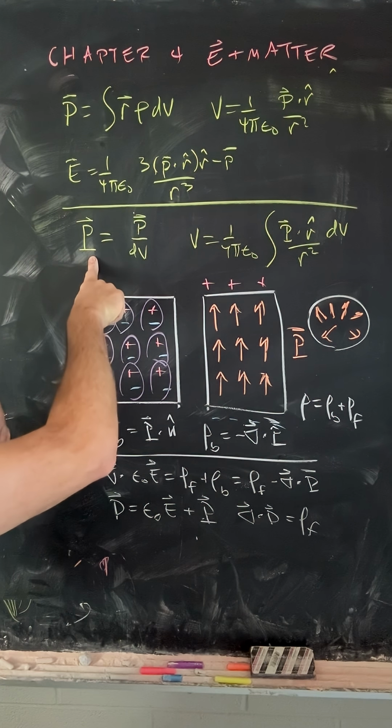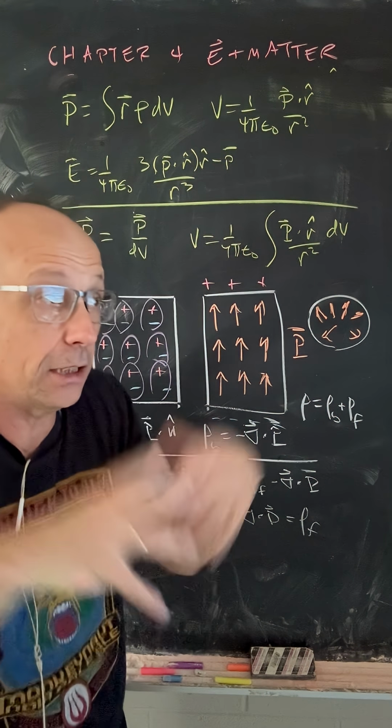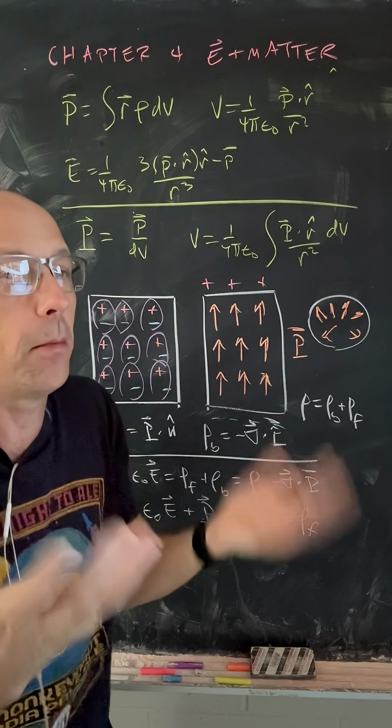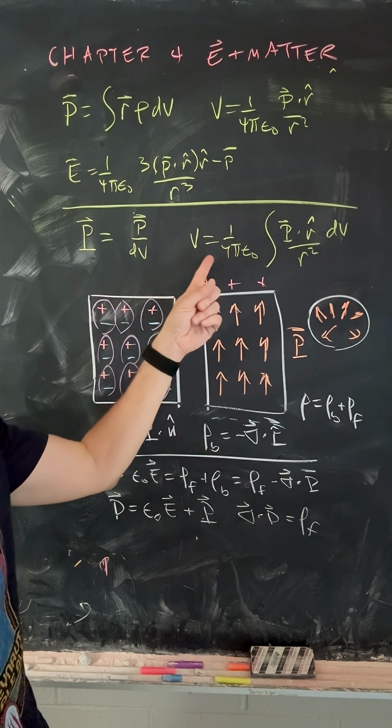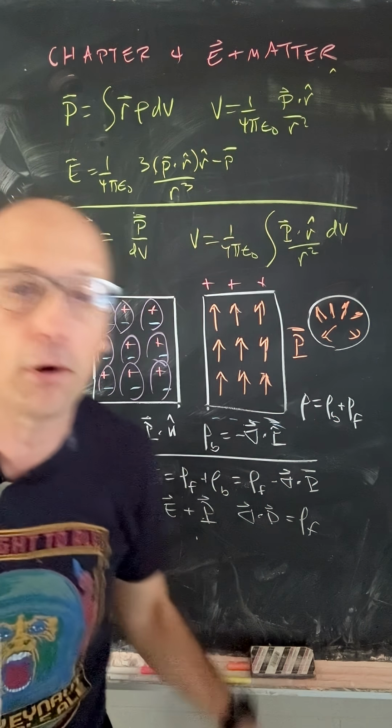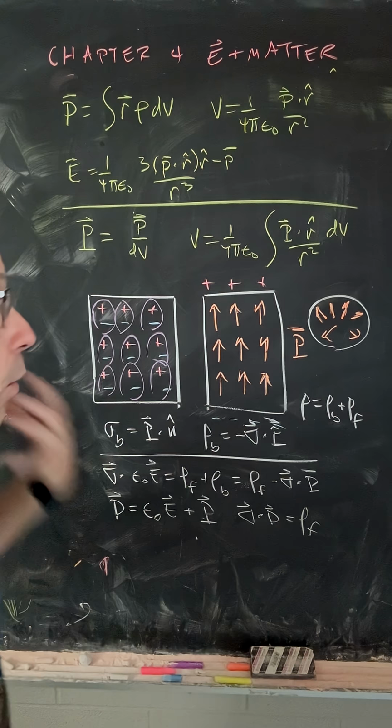We define the polarization of material as a bulk property. It's the dipole moment per unit volume. And with that, we can write the potential in terms of the polarization instead of the dipole moment. Now, why does this all matter?